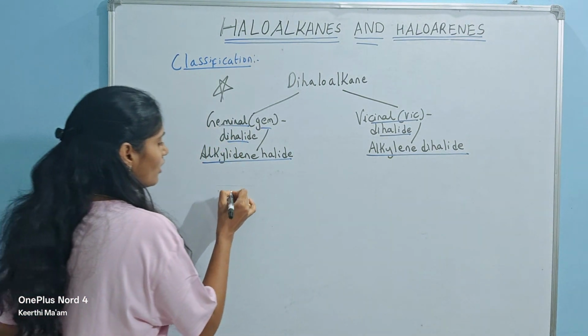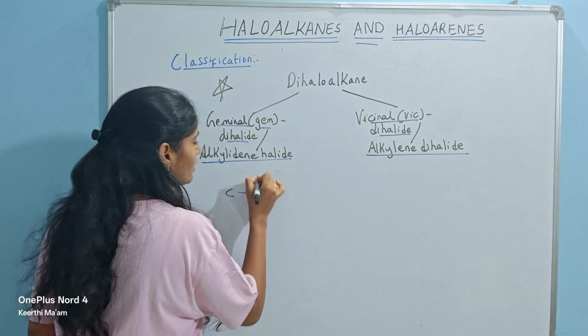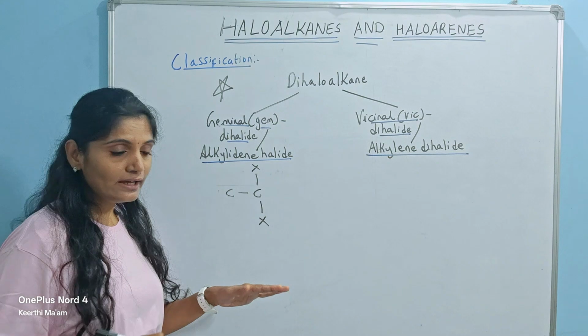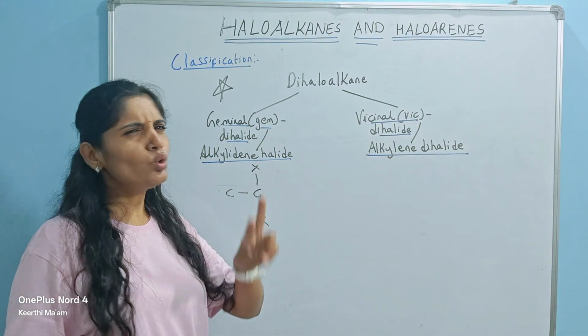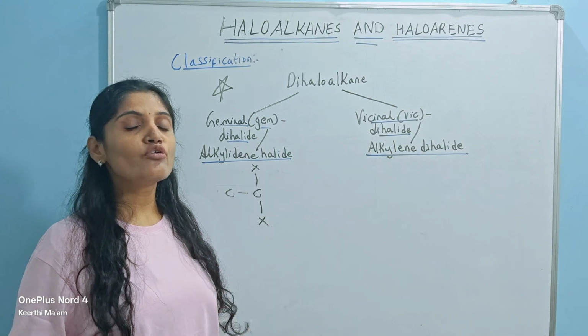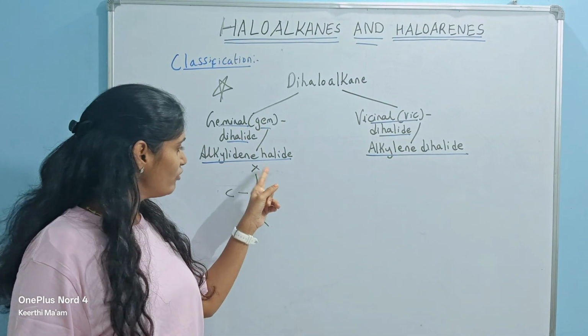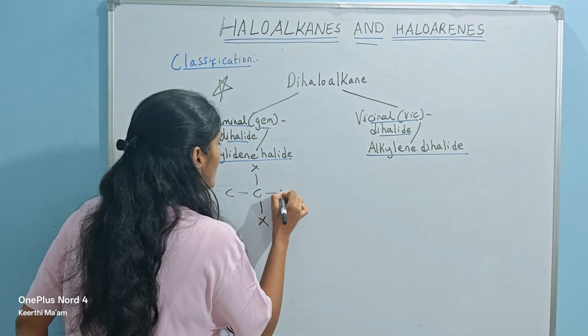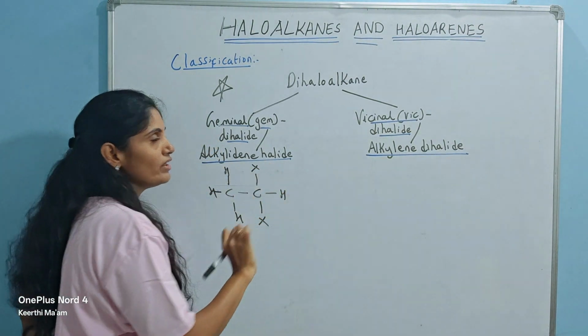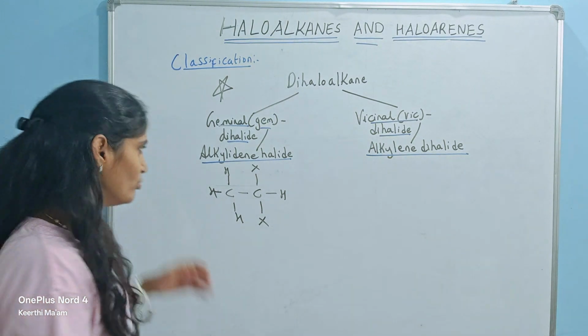For example, if I take an alkane, and from that alkane I replace two hydrogens and put two halogens, that is what is a dihaloalkane. If I am replacing both the hydrogens from the same carbon and putting halogens, then I call it a geminal dihalide. Okay, I'll make it more simple for you.